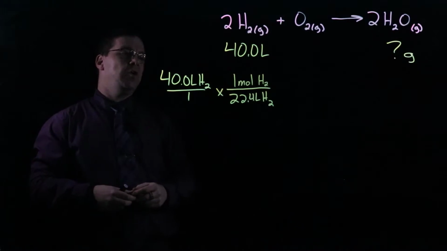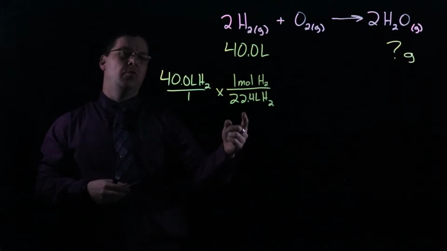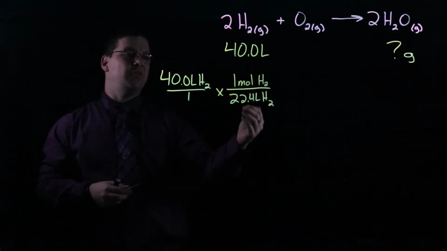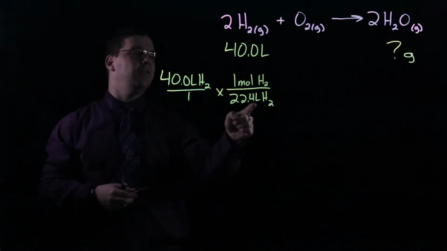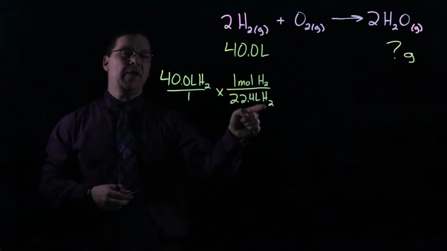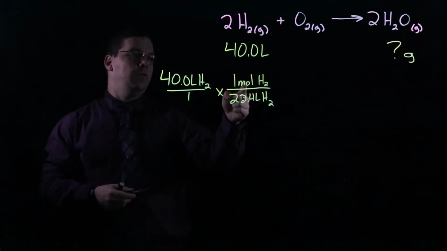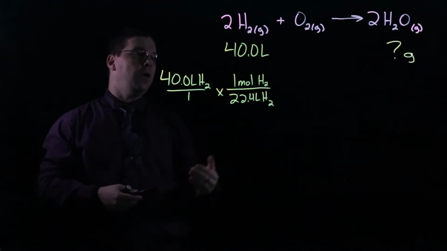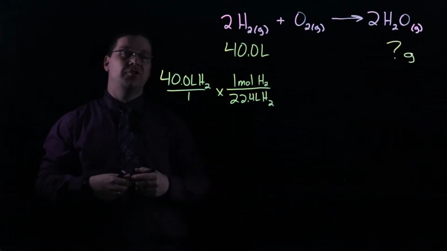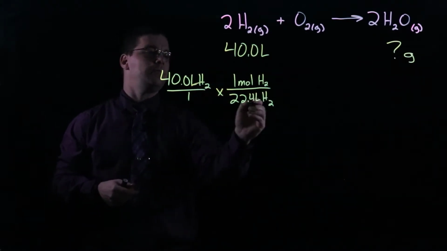Now you'll notice that when I used that molar volume conversion factor, I set it up so that the 22.4 liters of hydrogen was on the bottom. I did that because the liters of hydrogen need to be able to cancel out, leaving us with moles of hydrogen on the top. So now we are at moles of hydrogen, which is our starting material.